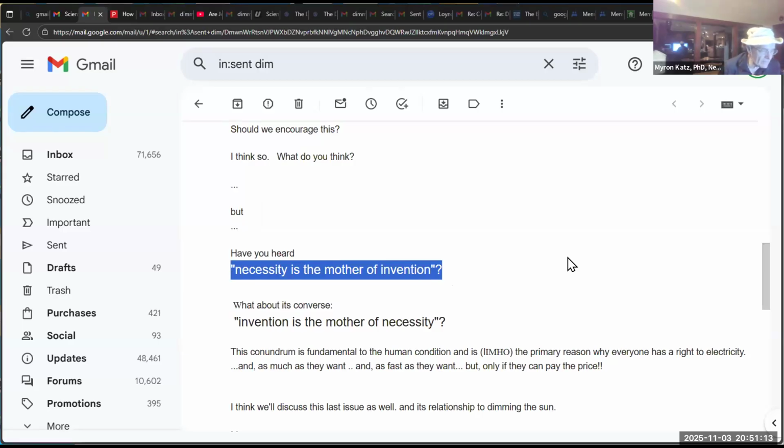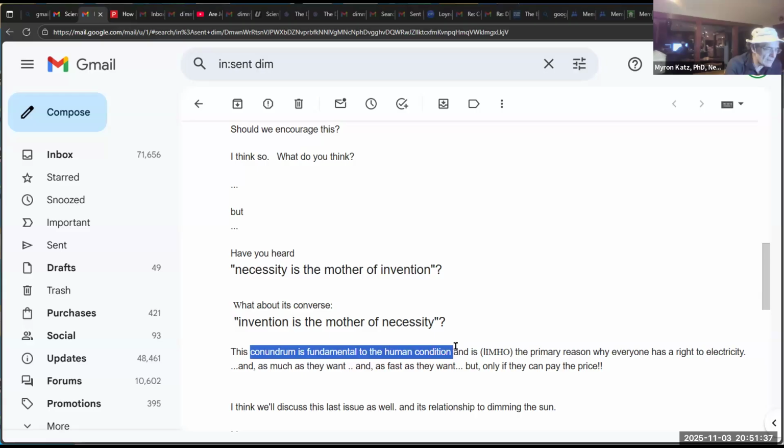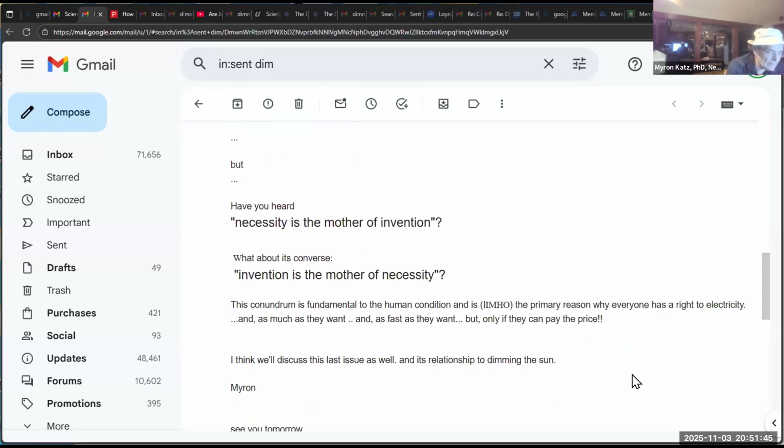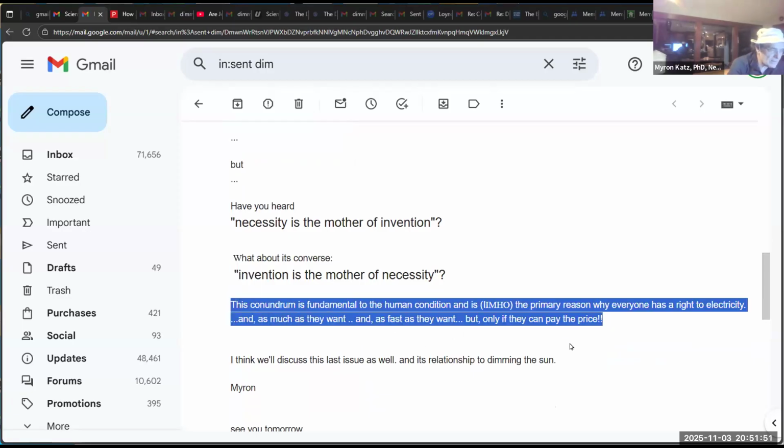However, invention also creates necessity. What I mean by that is if you have electricity, then you'll have refrigeration, food, air conditioning and cell phones and stuff. But before you had electricity, you didn't have those needs. And so when we invent solutions, we wind up inventing necessity. It's really the fundamental condition of human life, because we keep making tools, and through that method, we actually create more and more needs. And that may be the only reason why it's fair or reasonable or appropriate to give everyone as much electricity as they want, as fast as they want it, if they can pay the price.